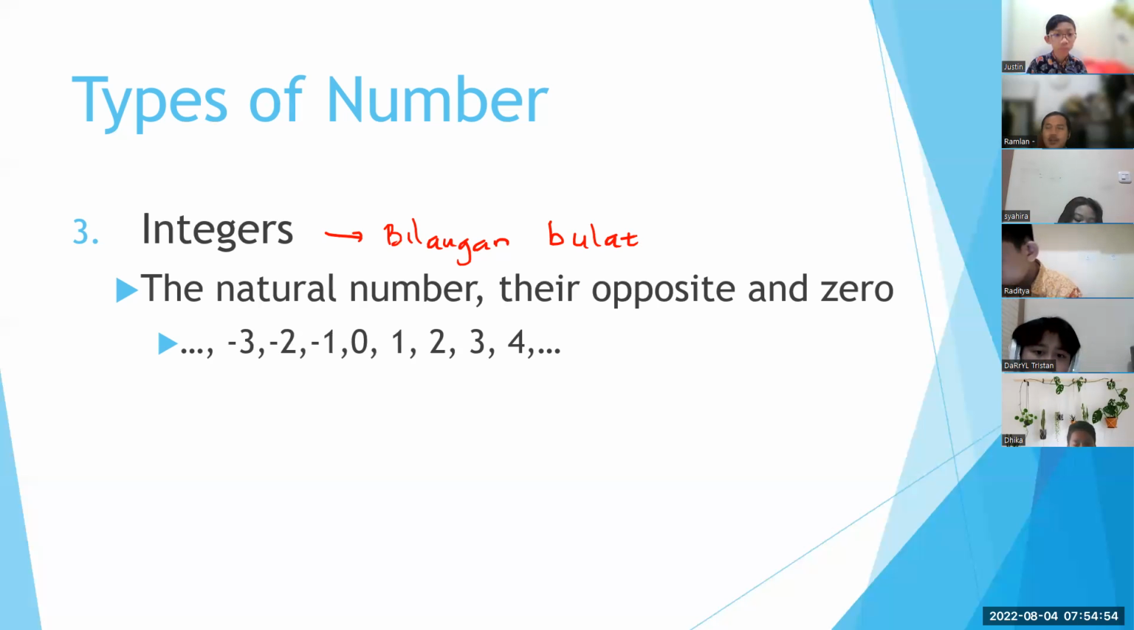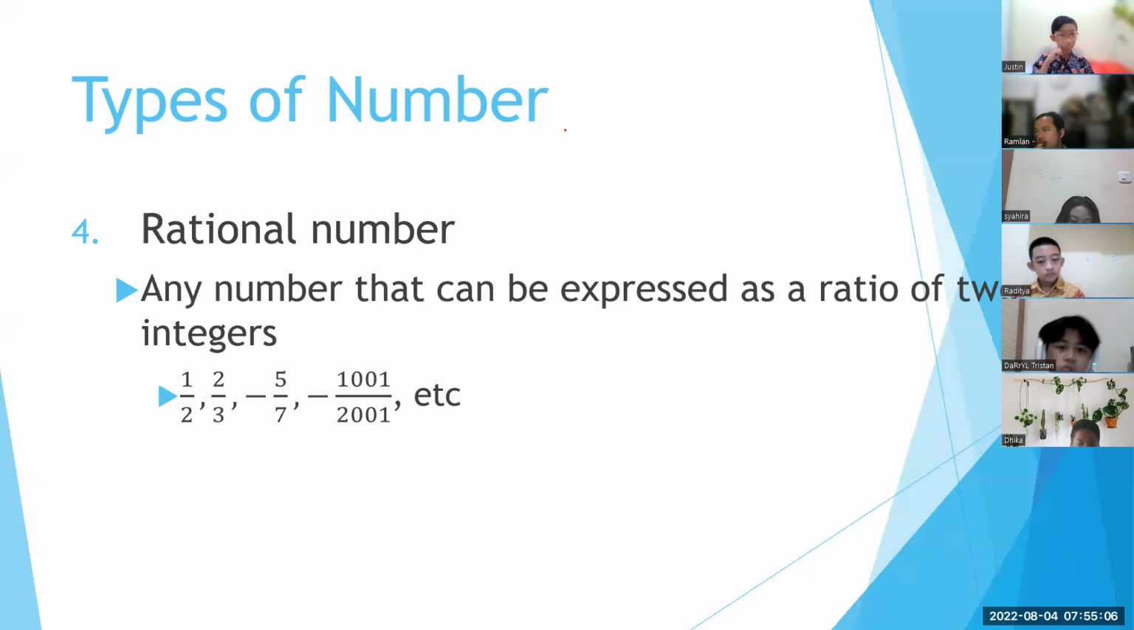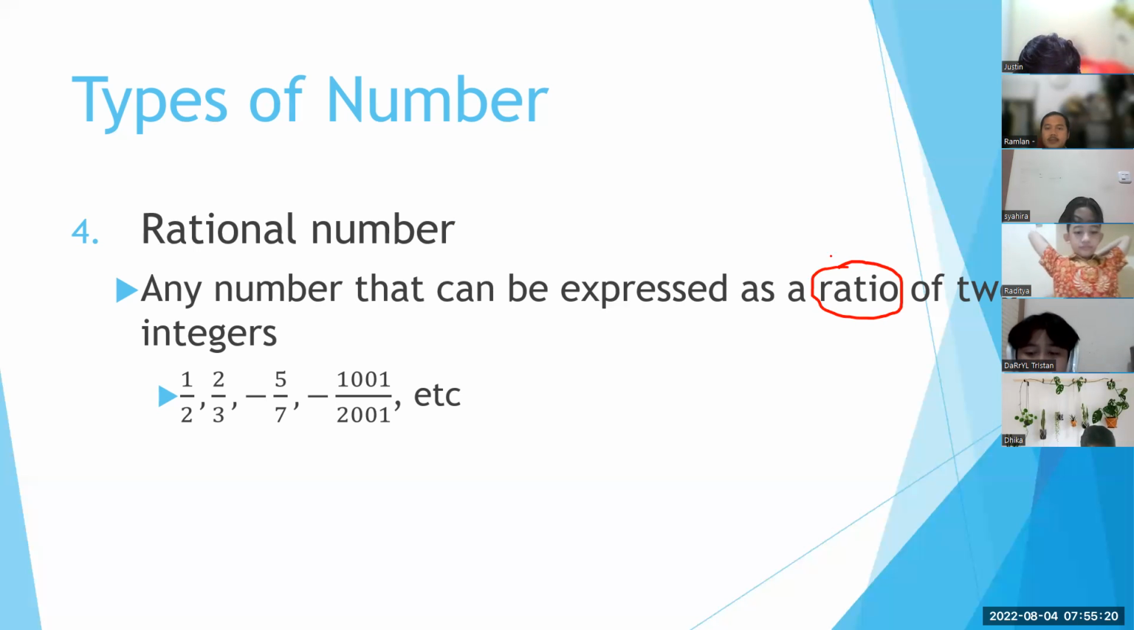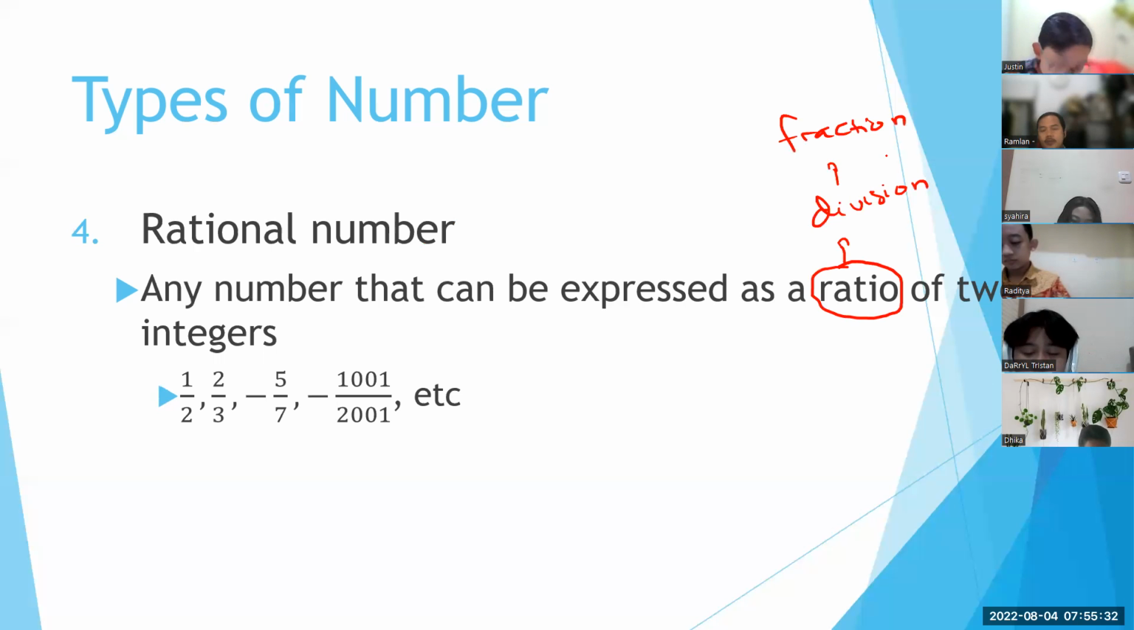Okay, next one, maybe not all of you know this or have learned this in primary school, which is what we call a rational number. The definition is any number that can be expressed as a ratio of two integers. When we say ratio here, it has a very similar meaning to a division and also a fraction.